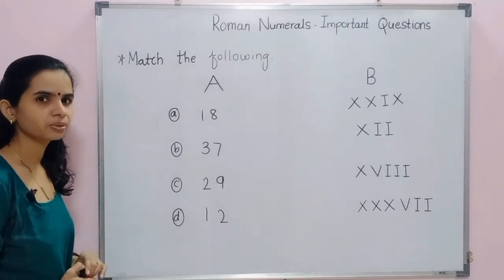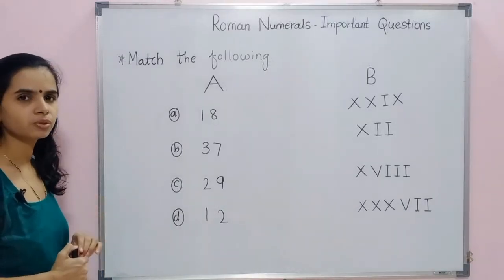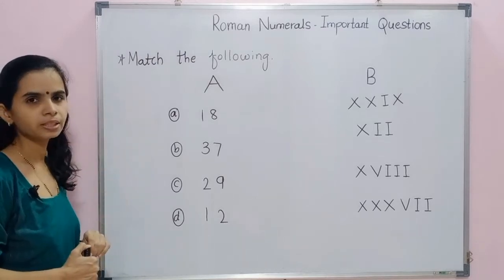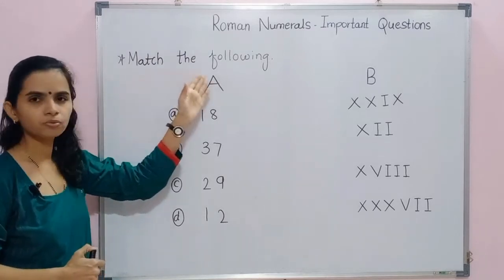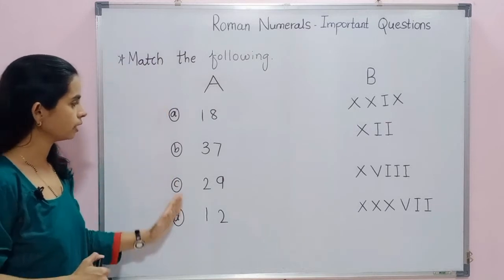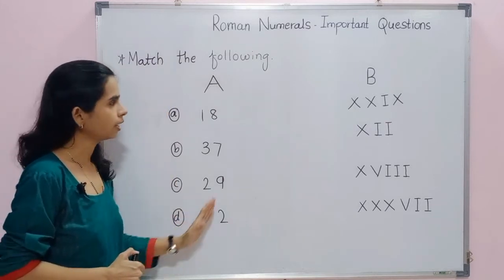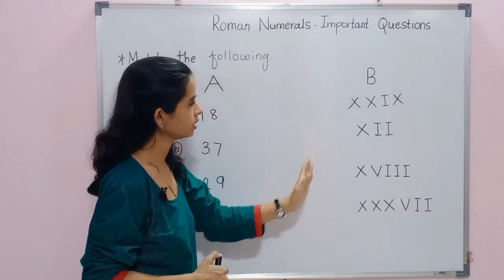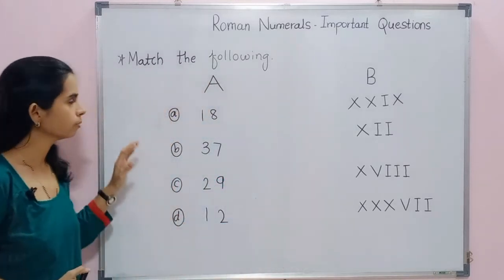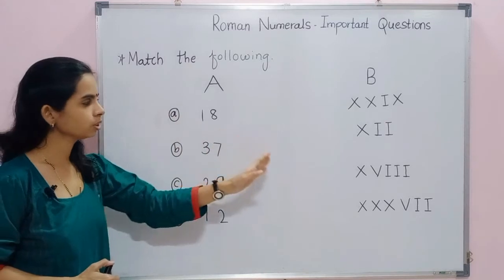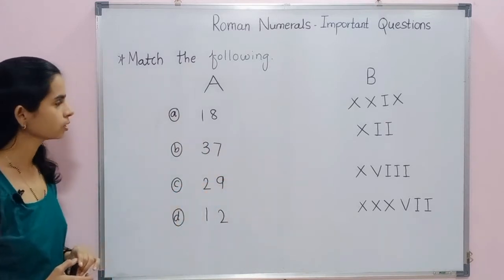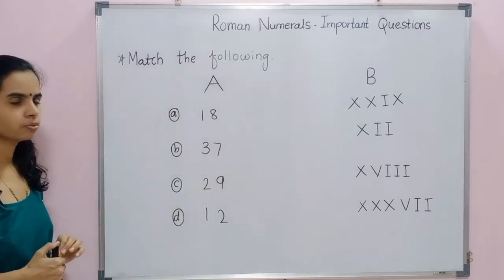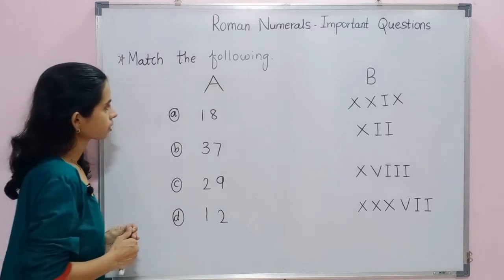Students, now we are going to learn an interesting question about Roman numerals, that is, match the following. In column A, numbers are given, and in column B, the symbolic form of numbers is given. We have to match these numbers to their symbolic form. So without wasting time, we will go for it.